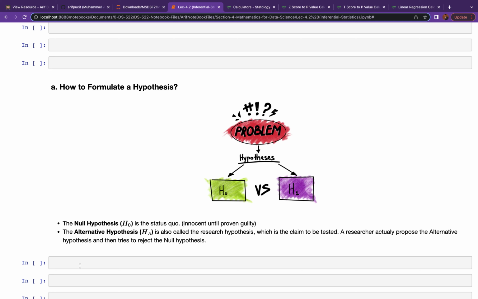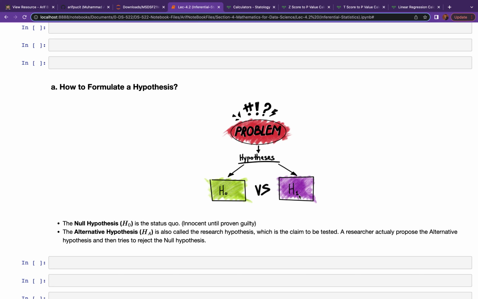Let us first understand the difference between the null hypothesis represented by H0 and the alternative hypothesis represented by HA or H1. In hypothesis testing, if you want to reach a conclusion, we have to make 2 statements in such a way that if one statement is true, the other will automatically be wrong.